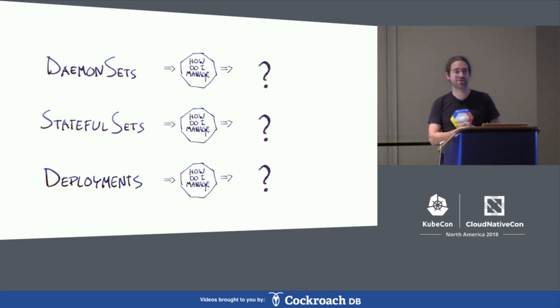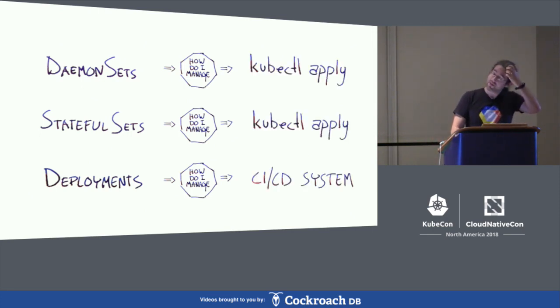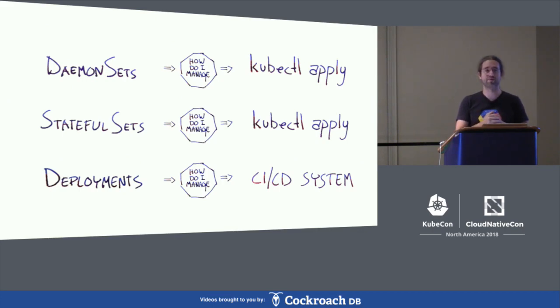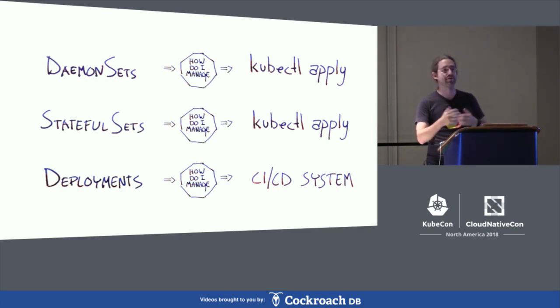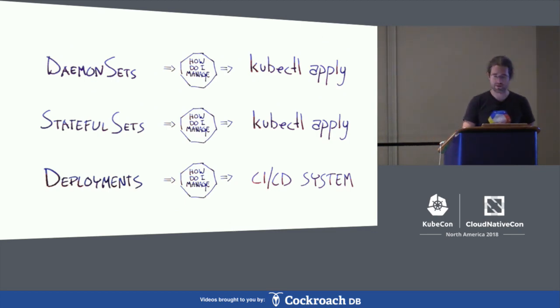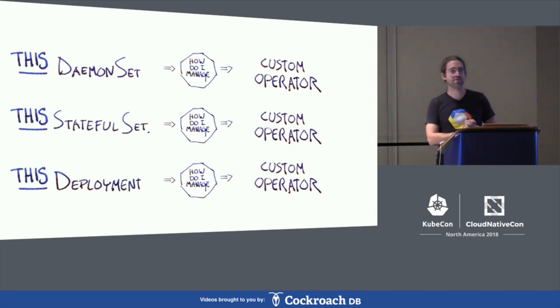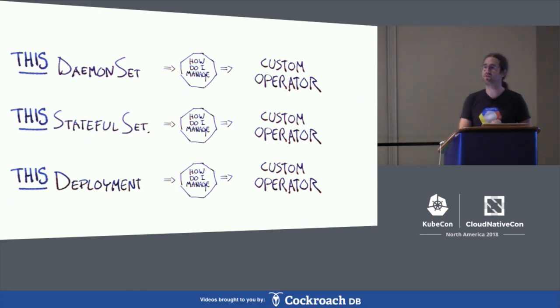And so you end up with the question, how do you manage your daemon sets, your stateful sets, your deployments? One way is kubectl apply. Maybe you have a CI/CD system. Kubectl apply works particularly well if there's not much in the way of parameterization you have to pass to these things. Maybe if you're a little bit more complicated, you have a CI/CD system. But if your workload is even more complicated and you know something specific about it, you can do better.